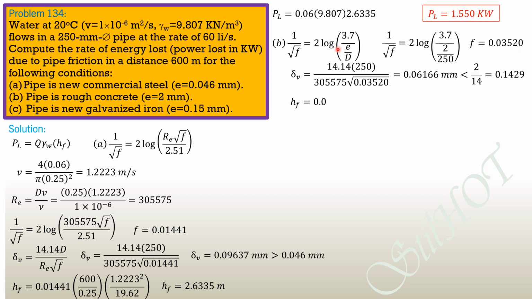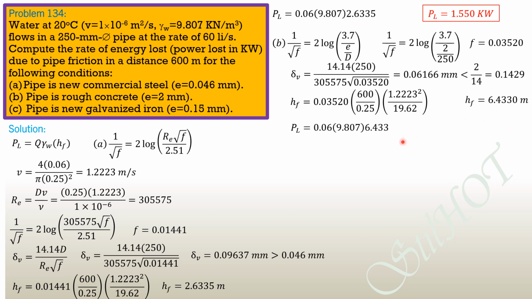So head loss is equal to 0.03520 times 600 over 0.25 times velocity head, 1.2223 square over 19.62. So HF is equal to 6.4330 meters. Then power loss is Q gamma, 0.06 times 9.81 times 6.4330. So power loss in kilowatts is equal to 3.785 kilowatts.